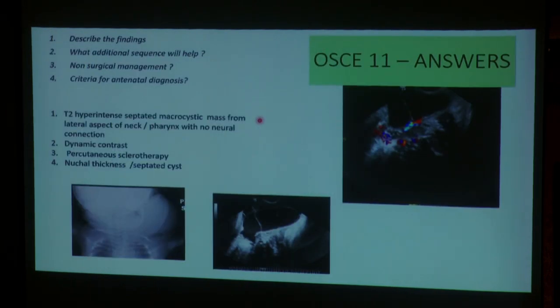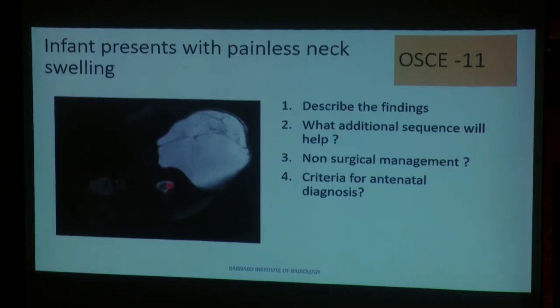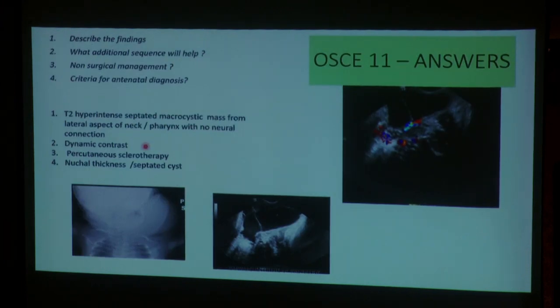So the findings are a T2 hyperintense septated macrocystic mass which is arising from the lateral aspect of the neck and pharynx, and it is not communicating with the CSF in the spinal canal. And dynamic contrast, if you think it is an AV malformation, to decide whether it's a high or a low flow malformation, you need a dynamic contrast study which could either be in MR or CT.